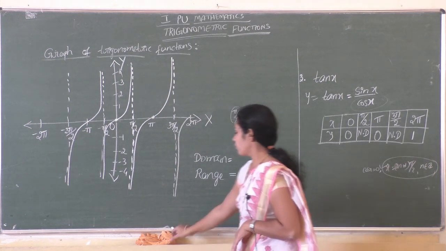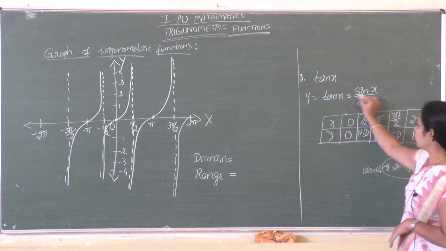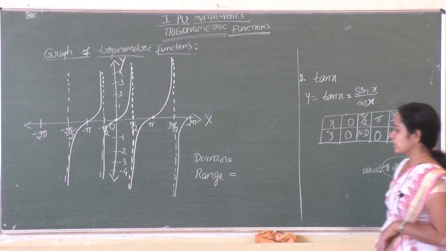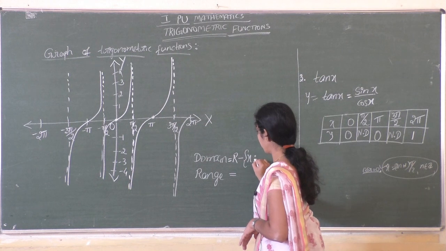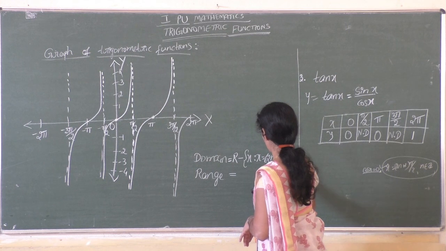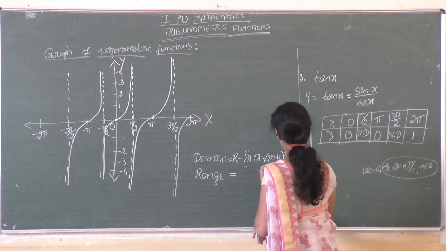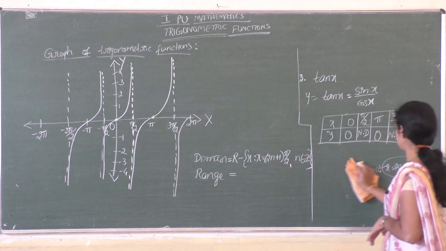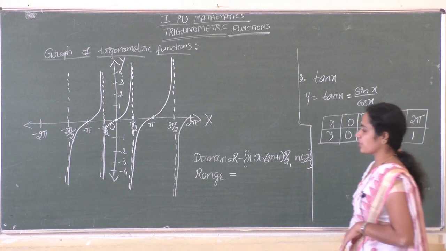Okay, so for which value is the function not defined? Only when the denominator is 0, that means odd multiples of pi by 2. So the domain of the function is R minus the set of all x where x is equal to (2n plus 1) pi by 2, where n belongs to Z. This is the domain of the function.